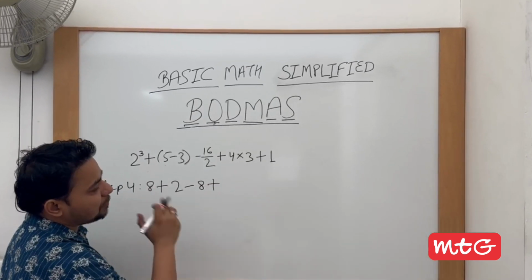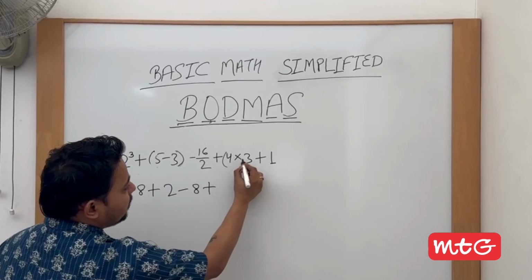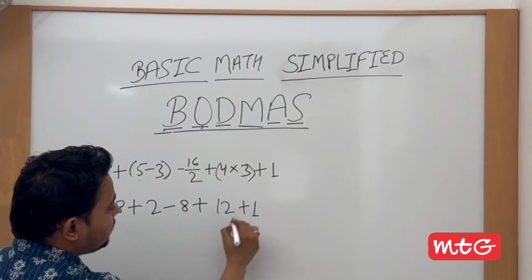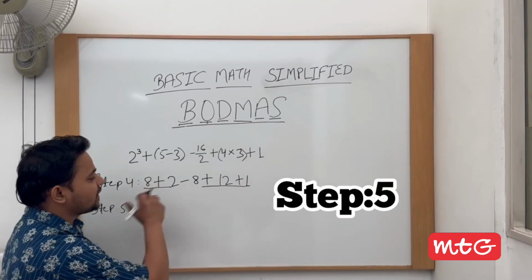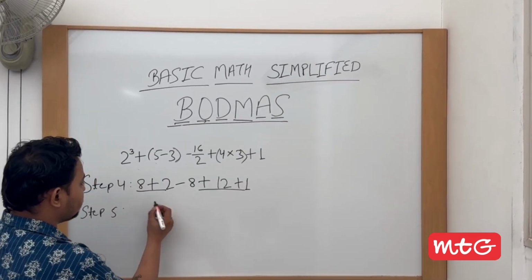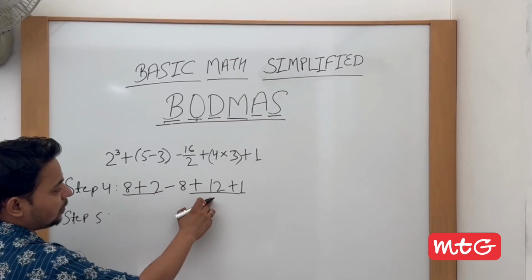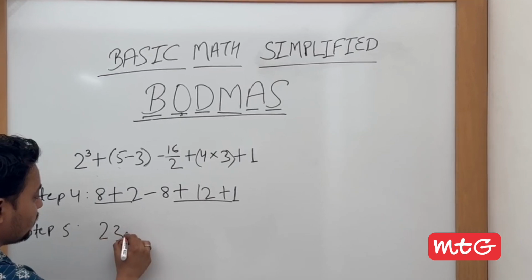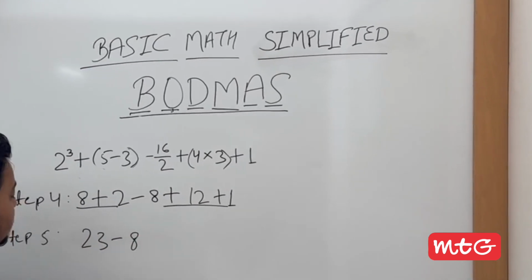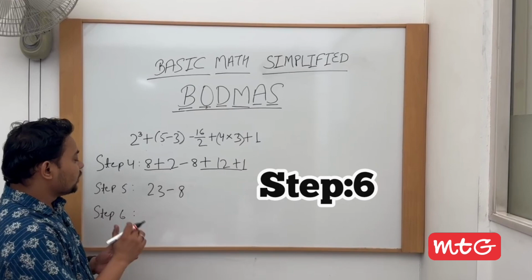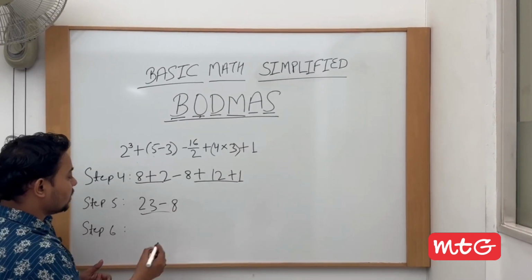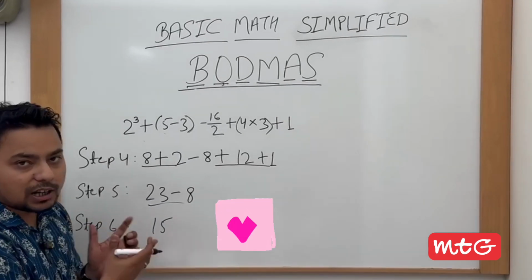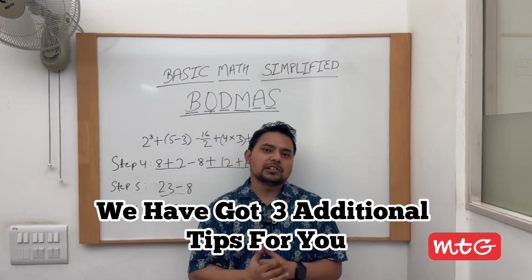Now we come to the multiplication part. If you see here, we need to multiply here. Next part we have to do addition. So let's do it. 8 plus 2 is 10, plus 12 is 22, plus 1 is 23. So it comes down to 23 minus 8. In the next part we have to do subtraction. So 23 minus 8 equals 15. So here's the answer.